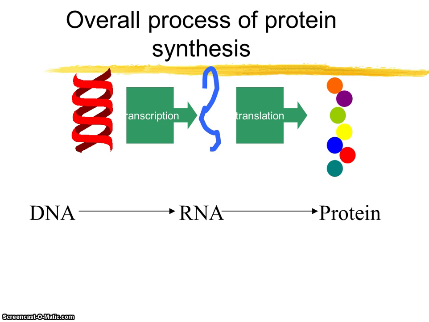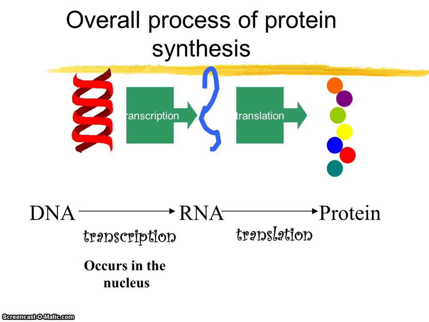Here is an overall picture, if you will, of how protein synthesis works. You've got transcription that's going to occur. That's going to be the process where DNA makes RNA and it's going to transcribe that information. And then once the RNA has that information, it is going to take that information to the ribosome, where it's going to be translated into protein. Okay, this is the overall picture.